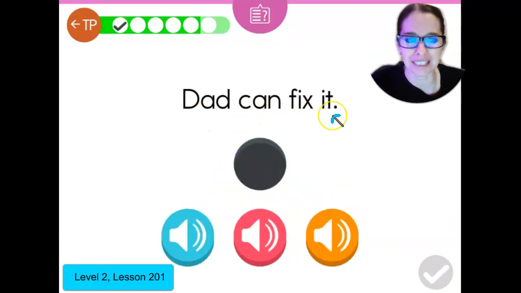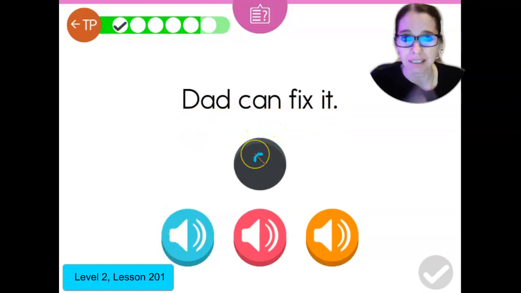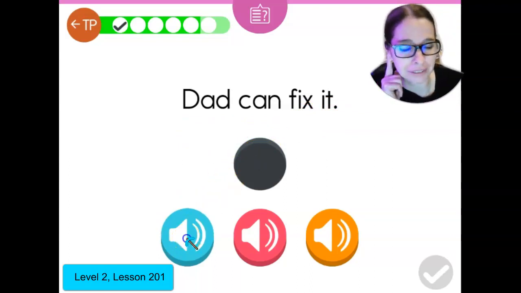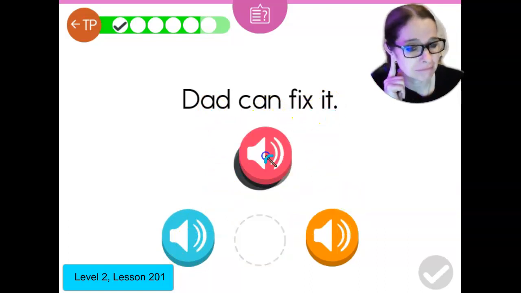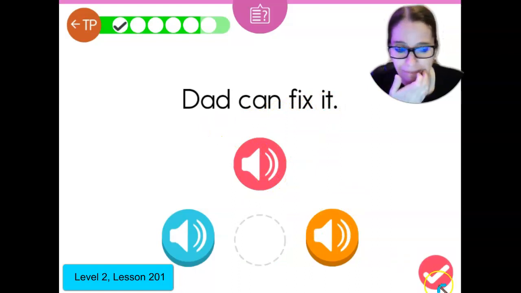The new sentence is Dad can fix it. Let's listen for Dad can fix it. Keep your eyes on the sentence as you hear it. Dad mixes it. Dad can fix it.